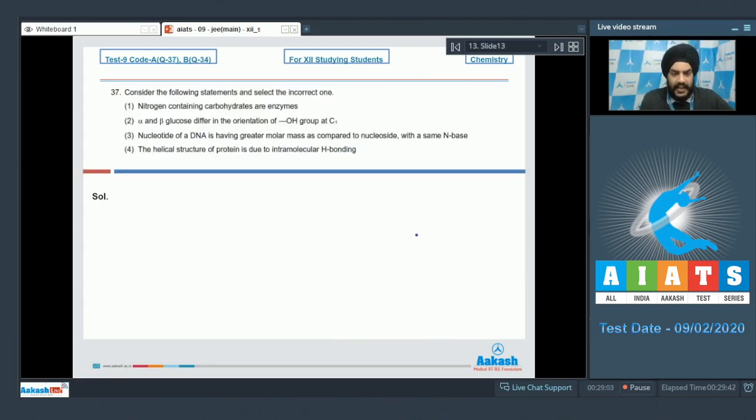Question number 37. Consider the following statements and select the incorrect one. Option 1 says nitrogen containing carbohydrates are enzymes. This is not correct, students. Enzymes are not carbohydrates, they are proteins. So this has to be the answer.